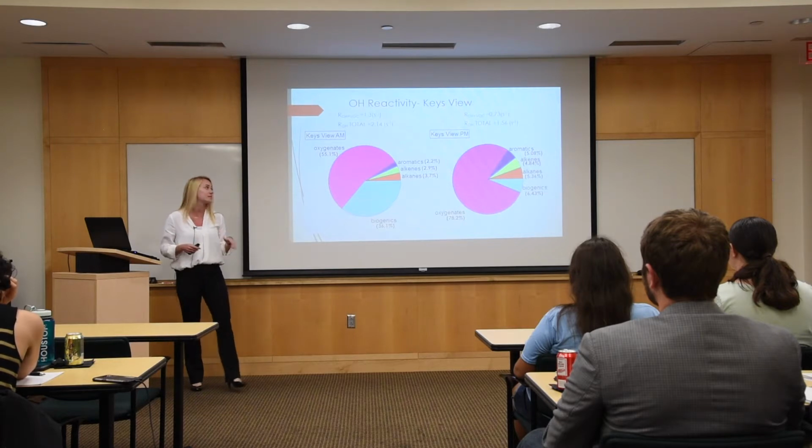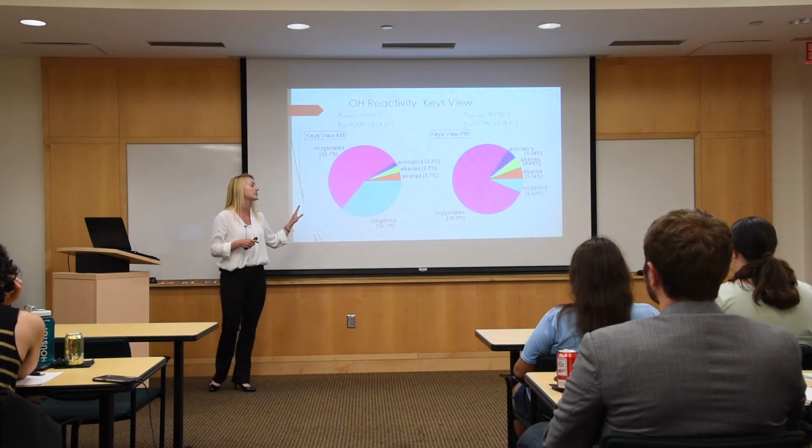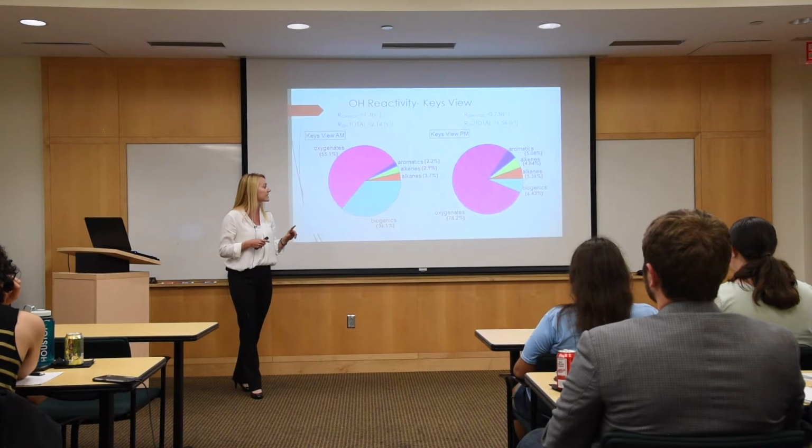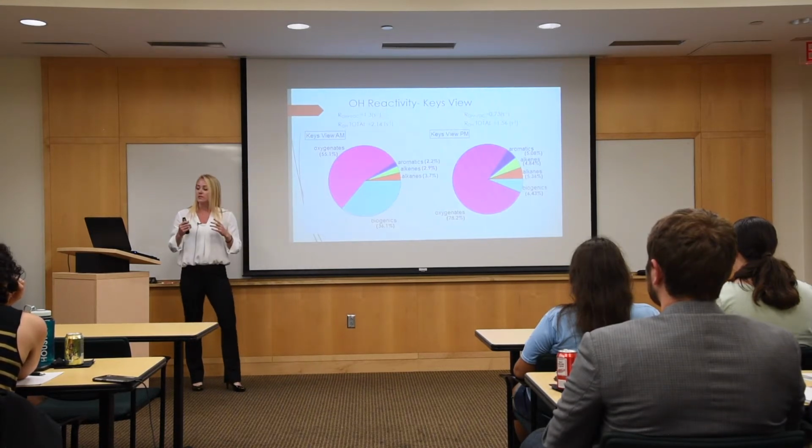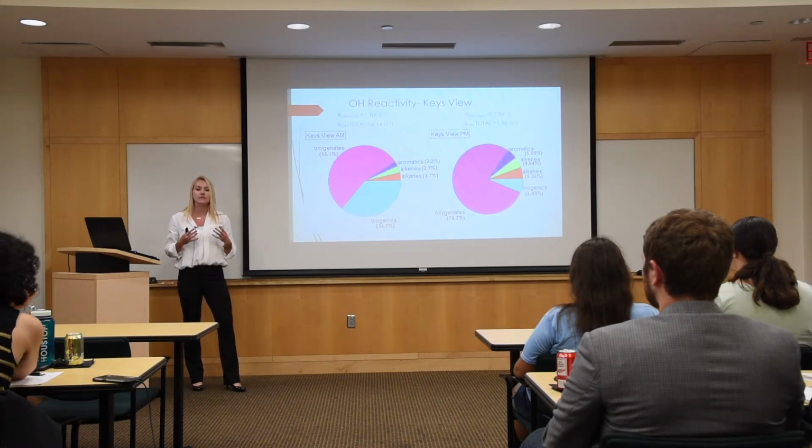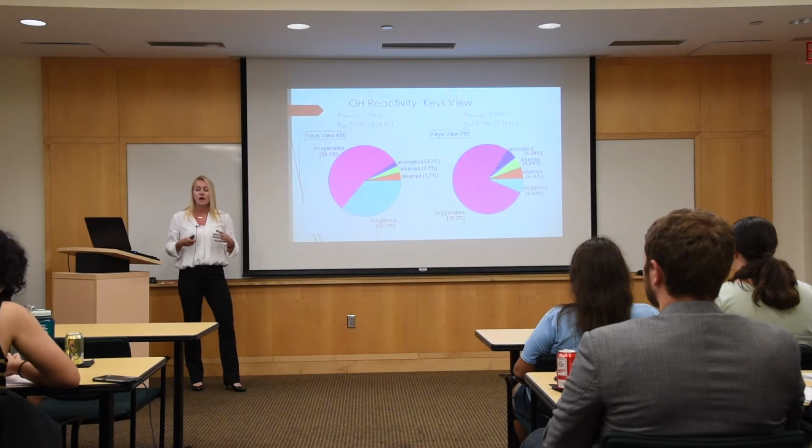Keys View is quite the opposite, with oxygenates having 55% of the reactivity and then increasing to 78% in the afternoon. But overall, with such a large biogenic source throughout the park, we can infer that the atmosphere above Joshua Tree is being affected by an agricultural source.